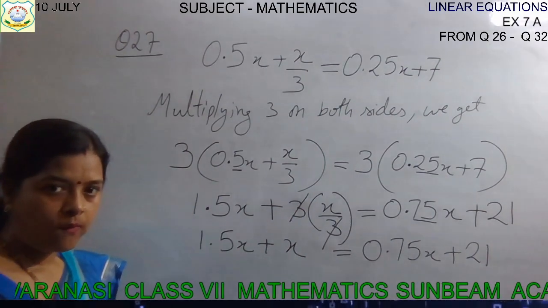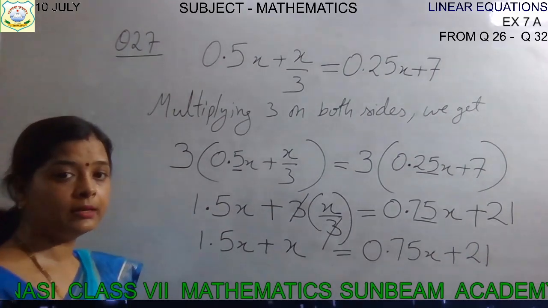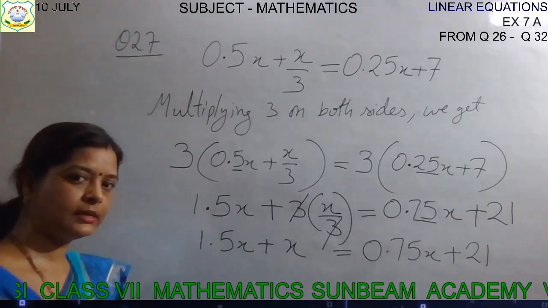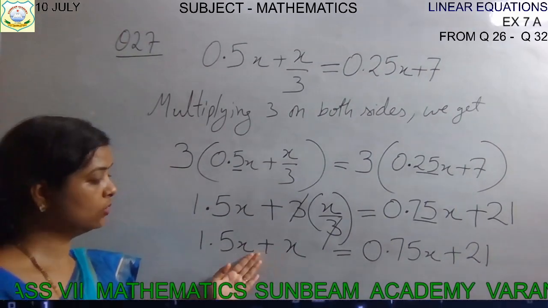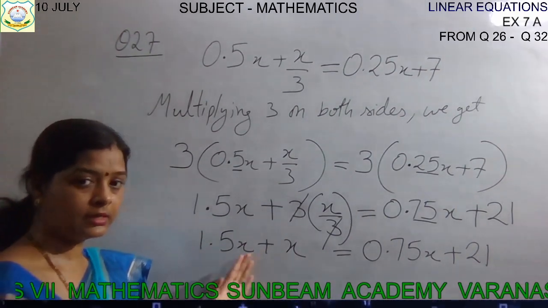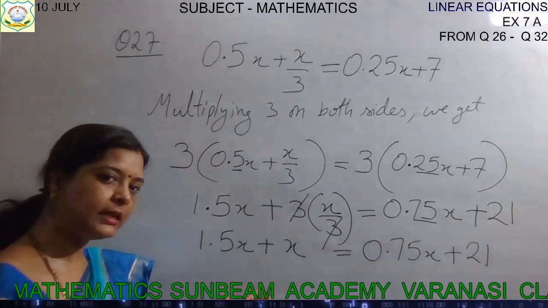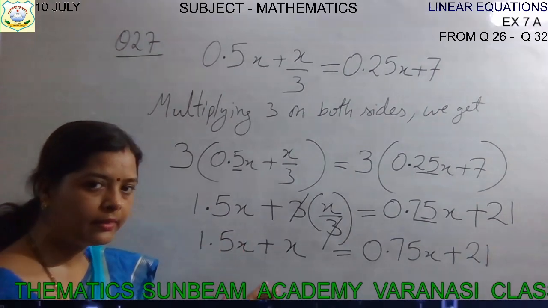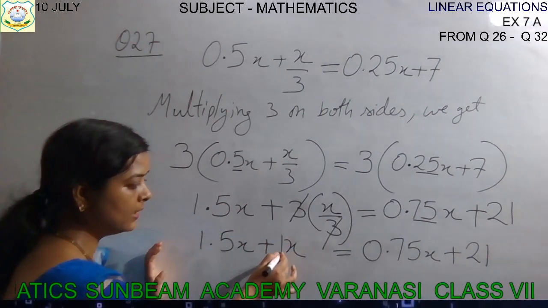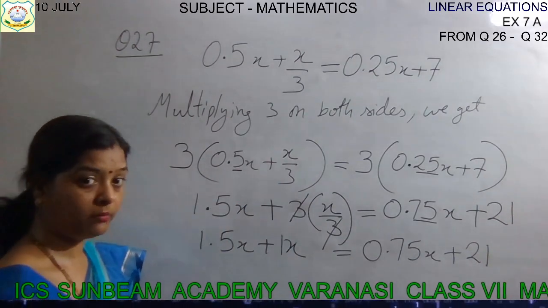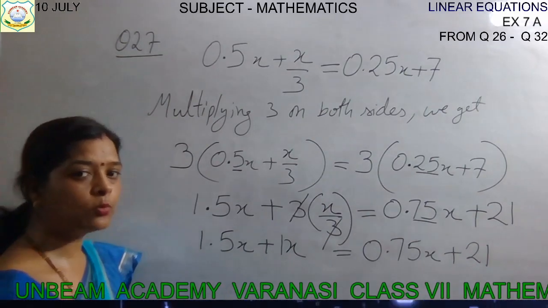Clear? Okay, now we will segregate the variable term on one side and constant term on the other side. Before segregating, you can simplify it also. Both the terms have the x variable, which means they are like terms. We can add them. How can we add them? This is 1.5, and when there is no number, children, it means 1 will always be there. So 1.5 plus 1 will become 2.5x.